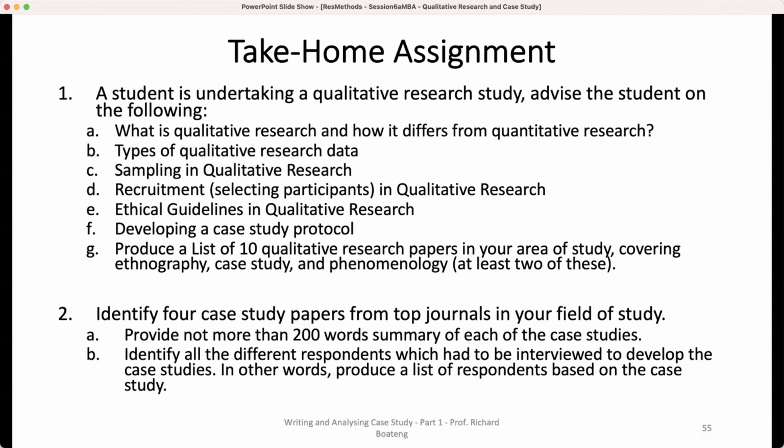Then number 2, identify 4 case study papers from the top journals in your field of study. Provide not more than a 200 word summary of these cases, just a summary of what the case is about, what it entails and what is inside. And then identify all the respondents who had to be interviewed to develop the case studies. You yourself try to produce a list of respondents based on the case study that you have read in that paper. Sometimes the paper may give you guidance, but try to develop your own list for each of the 4 case studies that you did.